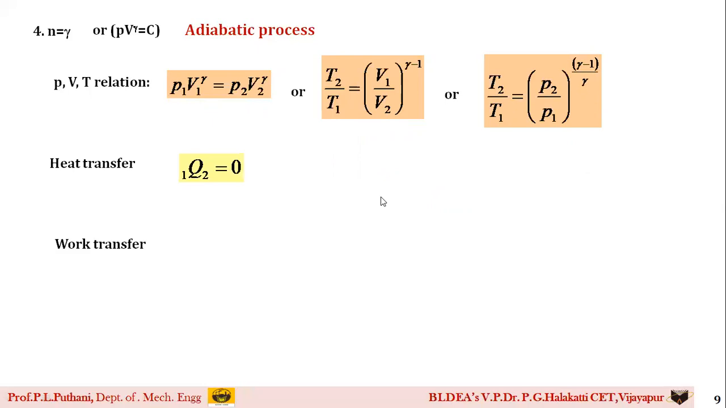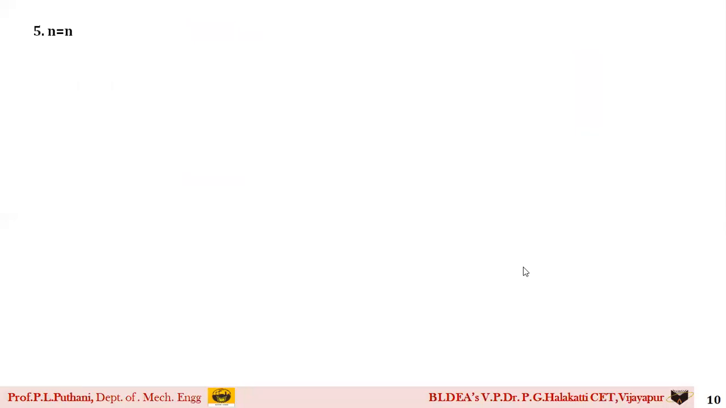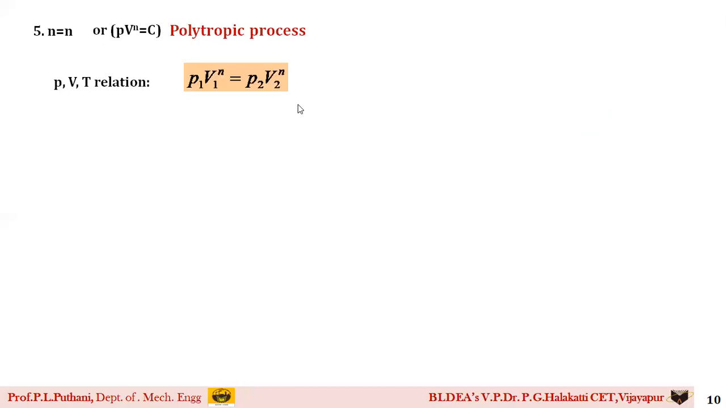Now the work transfer equation, I can write it as P1 V1 minus P2 V2 by gamma minus 1, or in the form of the gas equation, that is P1 V1 is equal to MR T1, I can write it as MR into T1 minus T2 by gamma minus 1. This is for the adiabatic process. Similarly, for the polytropic process, replace gamma by n everywhere. So it is P into V to the power of n is equal to C for a polytropic process. The PV relation here, for pressure and volume, is P1 V1 raised to n is equal to P2 V2 raised to n, which you can see here.